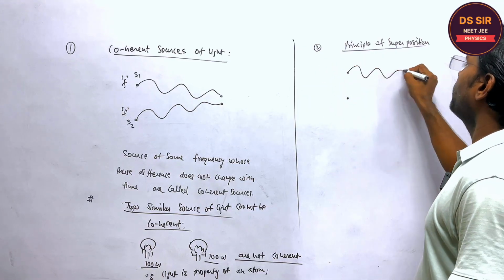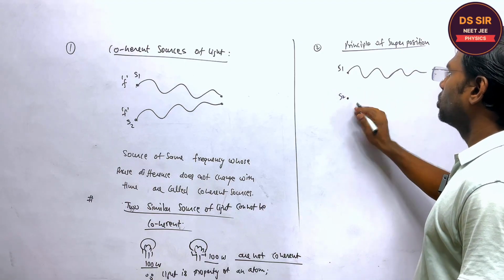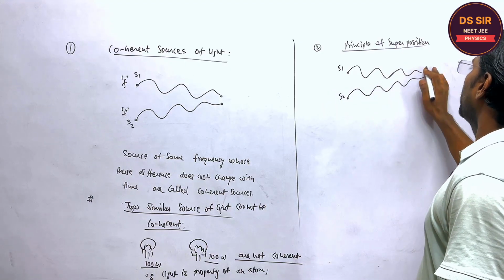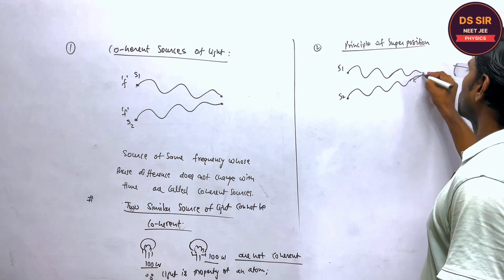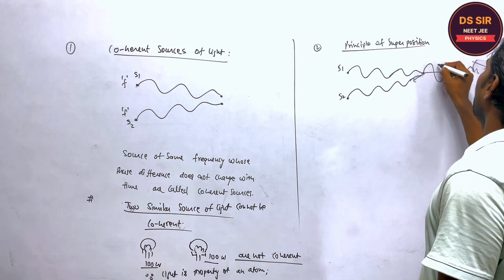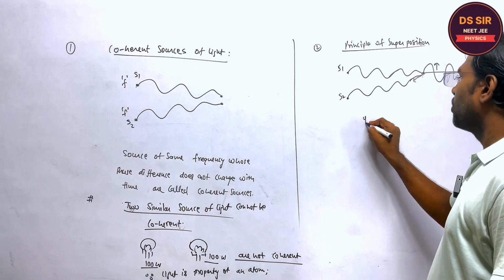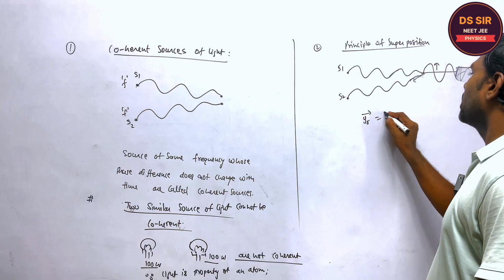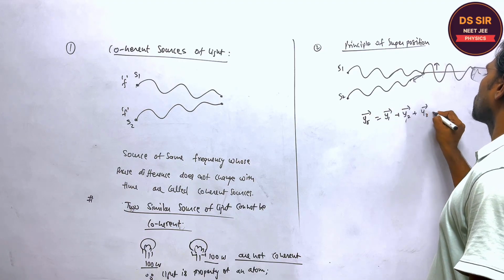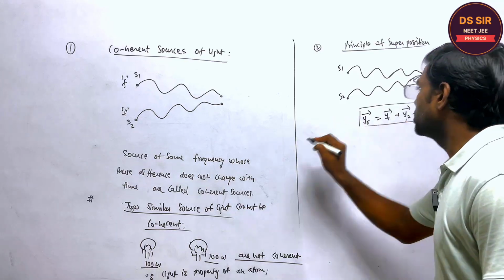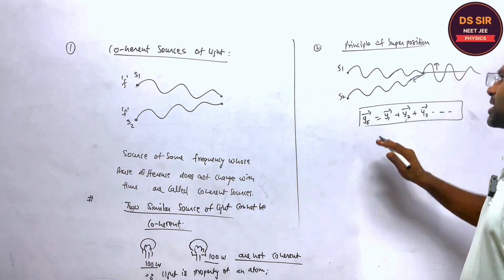When two or more waves propagate in the medium and reach some common point, the displacement of the resultant wave is the vector sum of the individual displacements of the individual sources. Is it clear or not? So this is called the principle of superposition. I am not writing the definition, just explaining it.